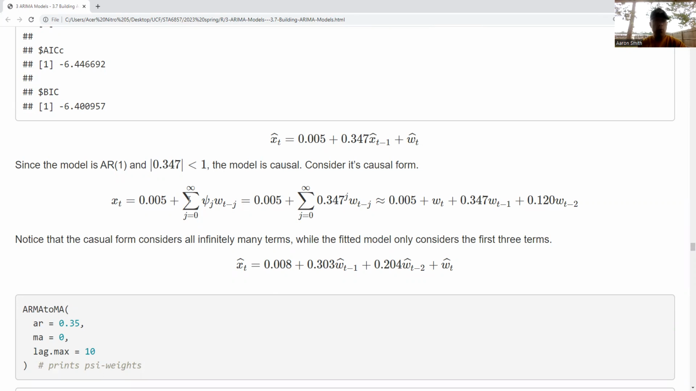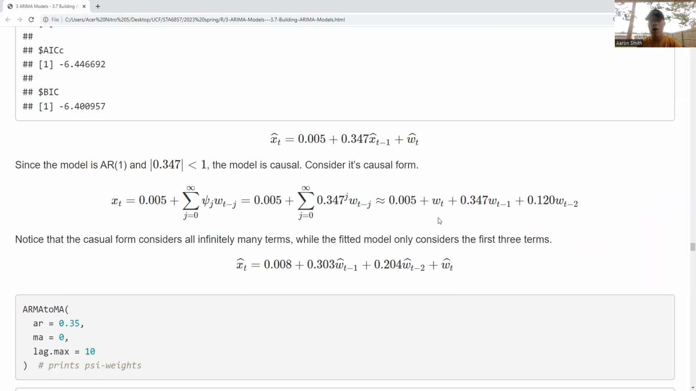If I was to replace the autoregressive portion of my fitted model with the white noise series from being causal, I'll end up getting this process. Well, now take a look. Here we have 0.005, 0.008. We have a 0.3, we have a 0.3, 0.2, and it's not quite 0.2, but things are close. They're not exactly the same.